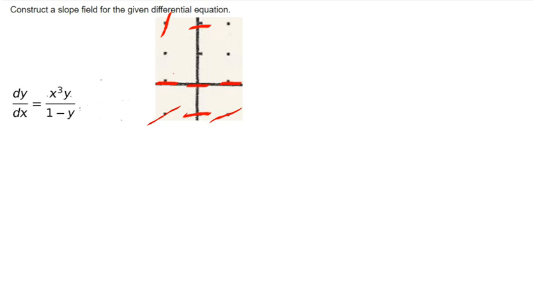And I just have one point left. This one right here is my point 1, 2. So I have 1 cubed times 2. It's going to give me 2 over 1 minus 2 is going to give me -1. So my slope for this one is going to be -2. So it's going to look something like that. And that is our slope field.